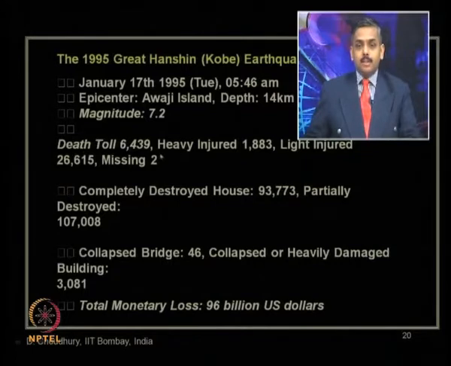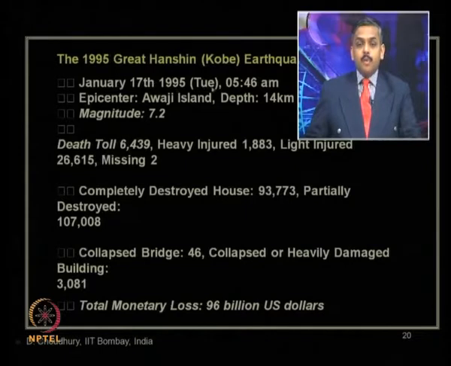The number of deaths, heavily injured, lightly injured and missing are all reported in the slide over here. Completely destroyed houses were close to a lakh, 1 lakh, you can see the huge number of damage, and partially destroyed houses more than 1 lakh. And collapsed bridges, a total of 46 bridges collapsed after this Kobe earthquake, and collapsed or heavily damaged buildings were more than 3,000, and the total monetary loss was about 96 billion US$.